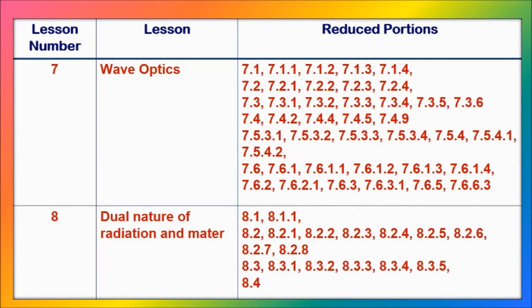Then unit 7, wave optics: 7.1, 7.1.1, 7.1.2, 7.1.3, 7.1.4, 7.2, 7.2.1, 7.2.2, 7.2.3, 7.2.4, 7.3, 7.3.1, 7.3.2, 7.3.3, 7.3.4, 7.3.5, 7.3.6, 7.4, 7.4.2, 7.4.4, 7.4.5, 7.4.9, 7.5.3.1, 7.5.3.2, 7.5.3.3, 7.5.3.4, 7.5.4, 7.5.4.1, 7.5.4.2, 7.6, 7.6.1.